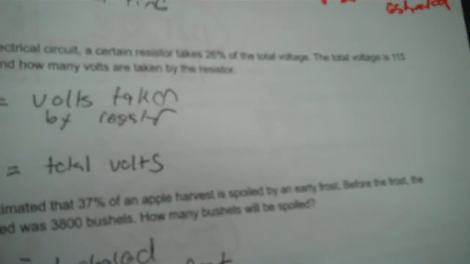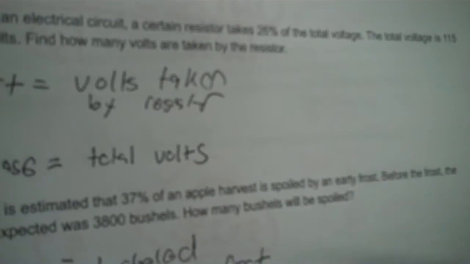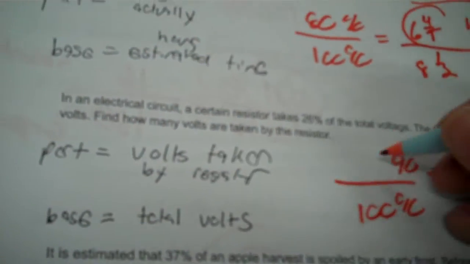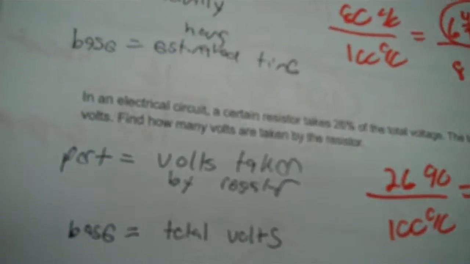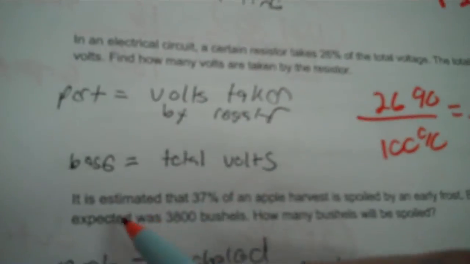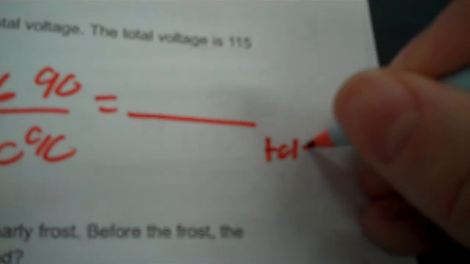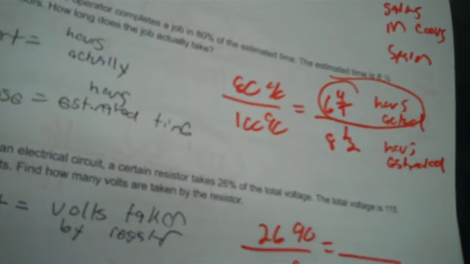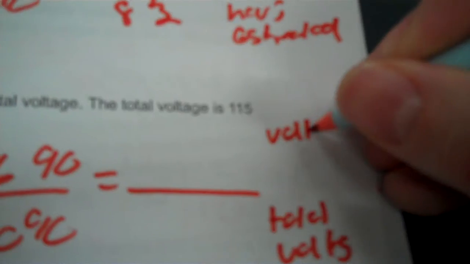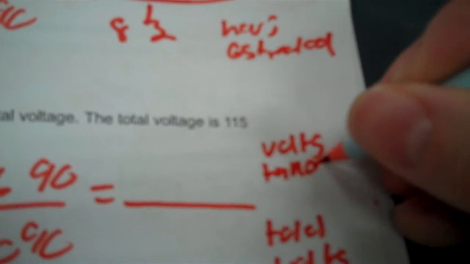Okay, an electrical circuit, a certain resistor takes 26% of the total voltage. The total voltage is 115 volts. Find how many volts are taken by the resistor. Again, you're not finding the percent, so you must have the percent, 26%. Of the total voltage, so the base is your total volts. And the part is the volts taken by the resistor. Of those total volts, how much is taken by the resistor?